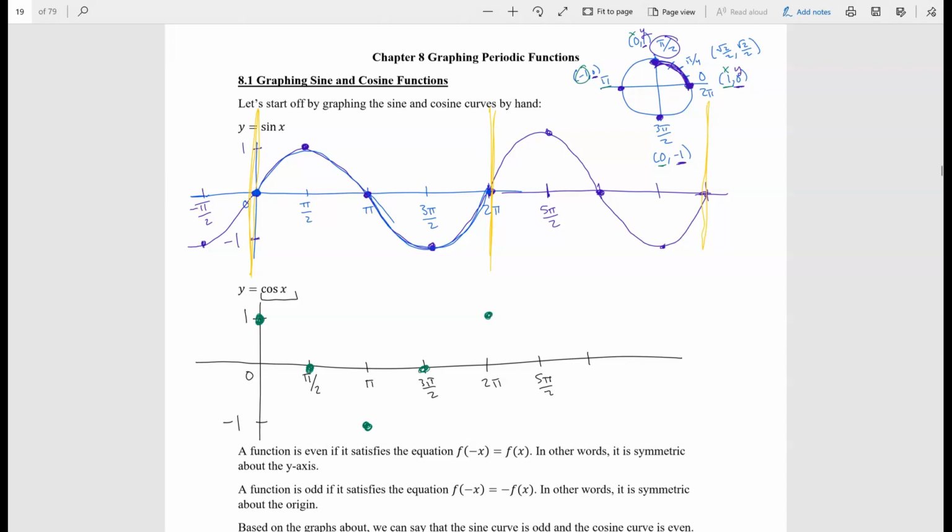So now this graph looks a little different. It kind of looks like this. Okay, let me draw it a little better.